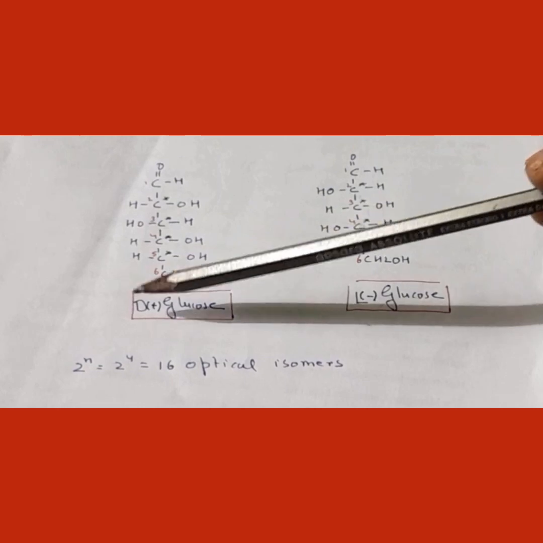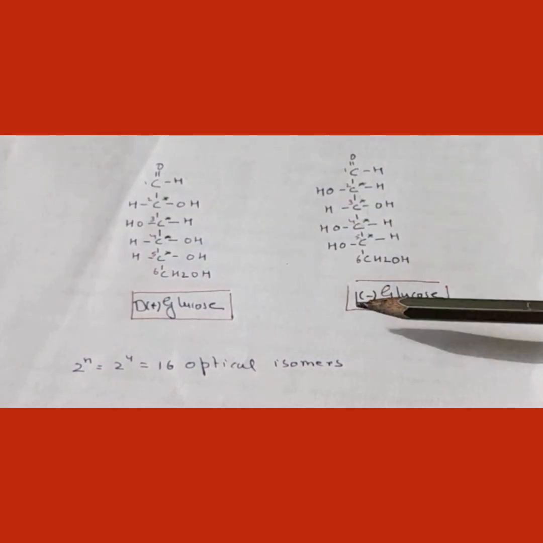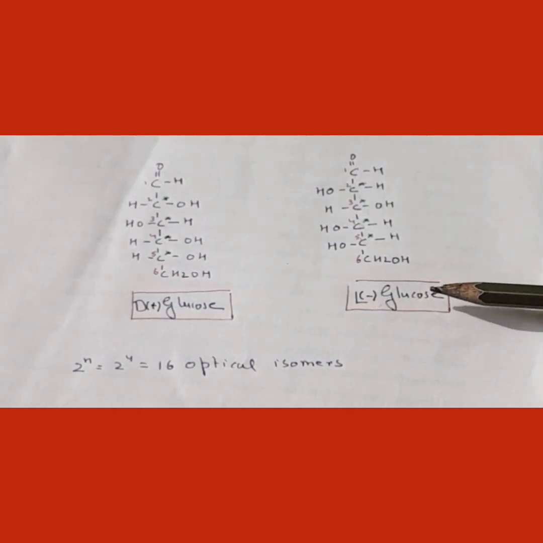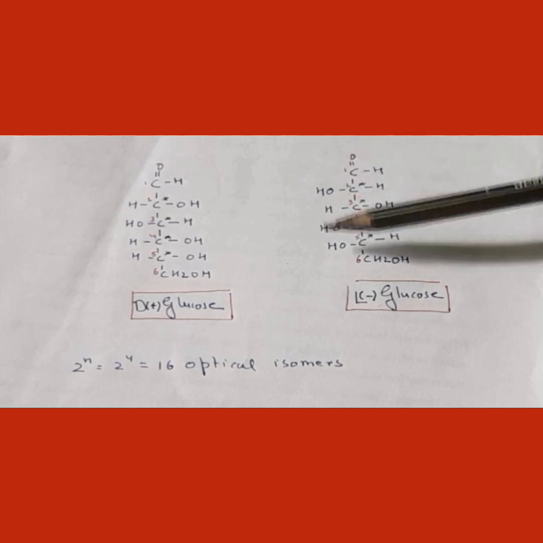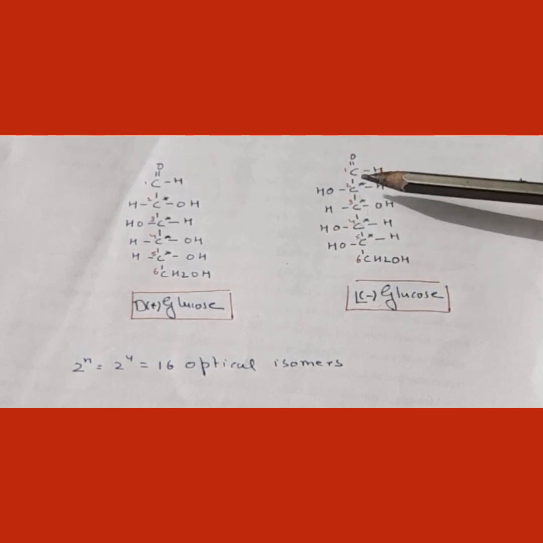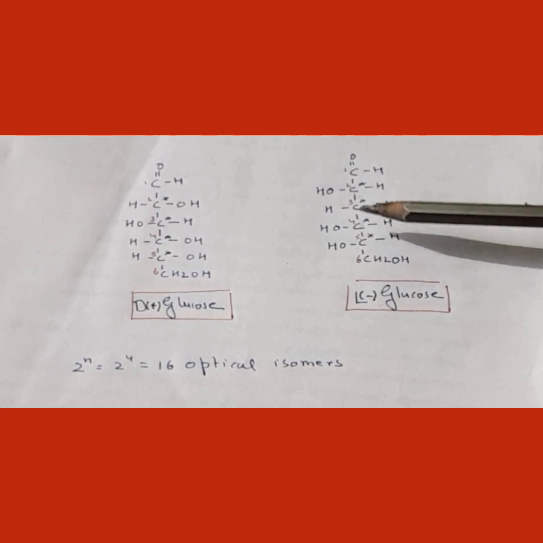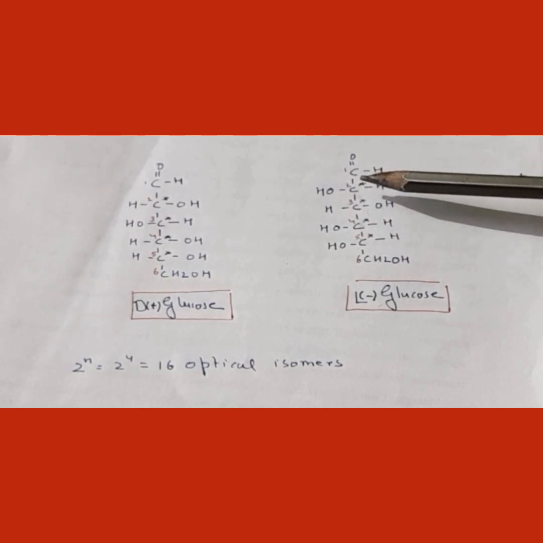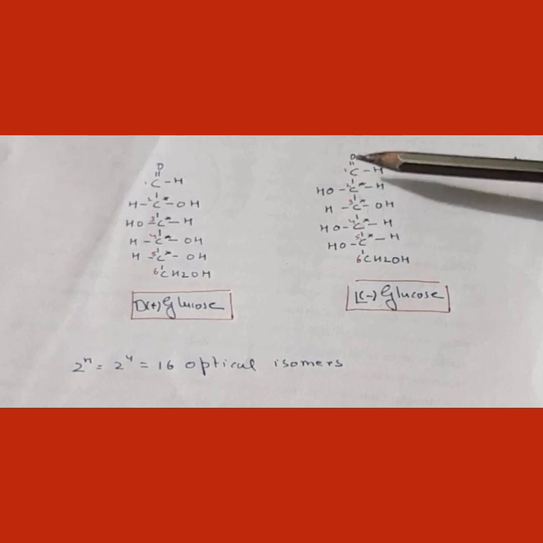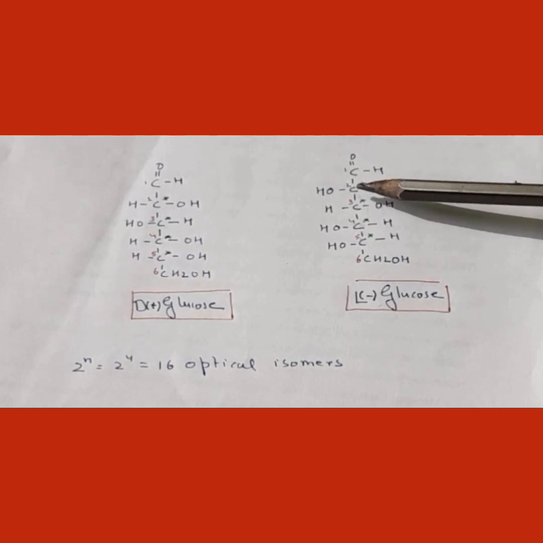This is the structure of glucose. This is D plus glucose. This is L minus glucose. Now, if we observe this molecule keenly, we will find that the second, third, fourth and fifth carbon atoms are chiral. I already explained earlier that when four different groups attach to a carbon, that makes it chiral.